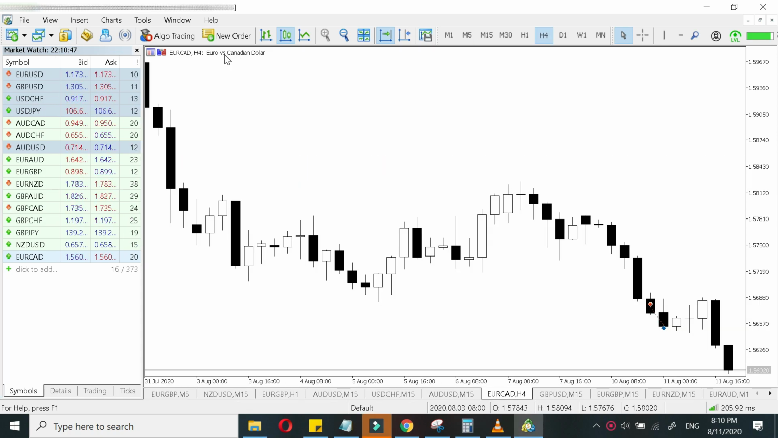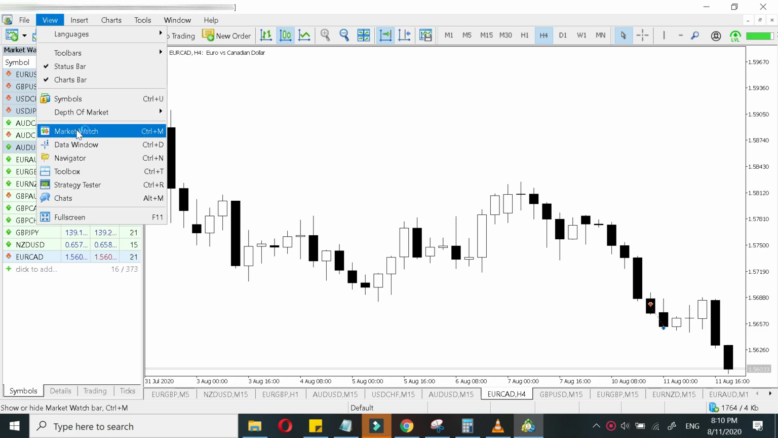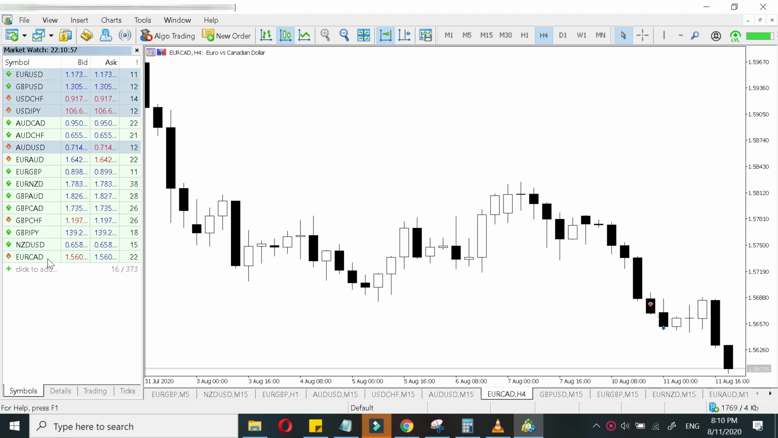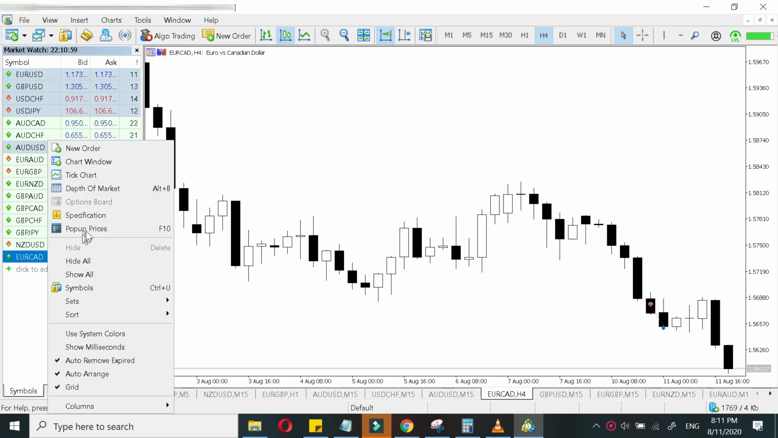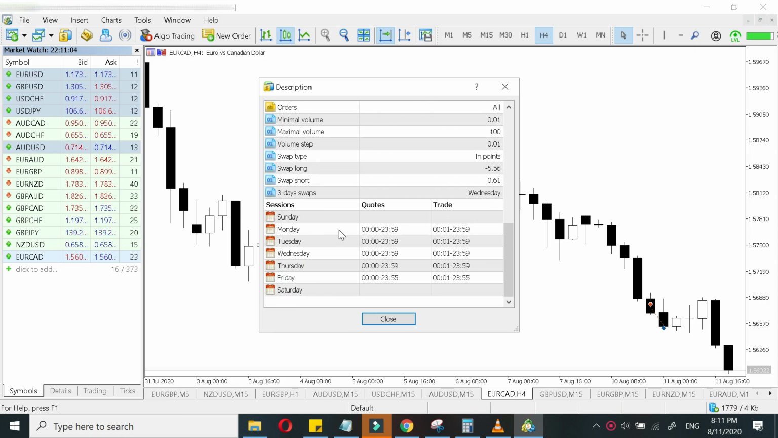If you wish to know the rollover value for a given Forex pair, you can click on View on the top menu, then select Market Watch. If the Market Watch is already visible, try to find the pair you wish to trade. Right-click it and select Specification. Scroll down and find the short swap section as we are on a short position.